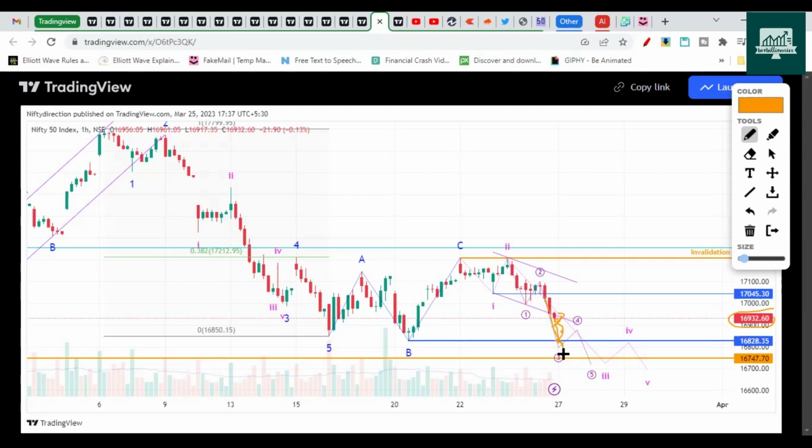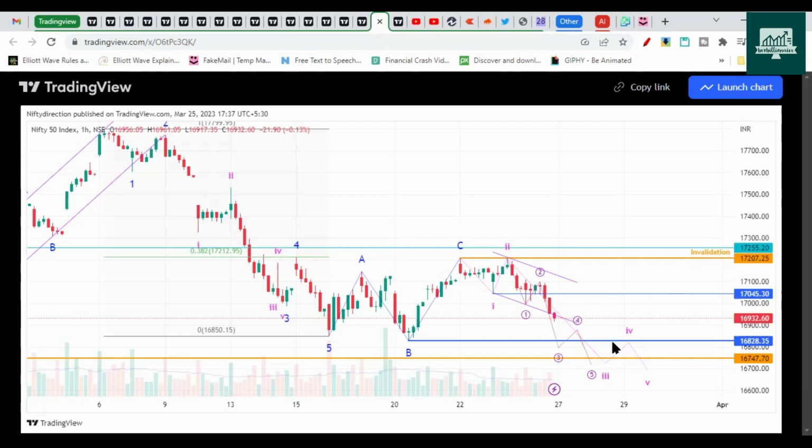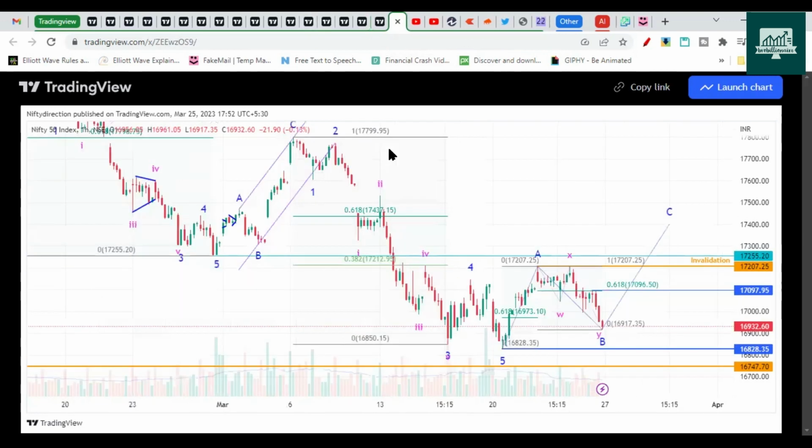One low, then a small pullback, and then another low, breaking 16,747. So Monday or Tuesday we should breach both 16,800 and 16,747 low. Then we'll have a consolidation wave as a fourth wave. It might spend time in this, and then we'll have a fifth wave, which is a final wave. So this is how the internal moves are expected of a fifth wave.